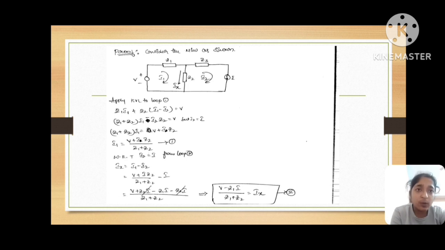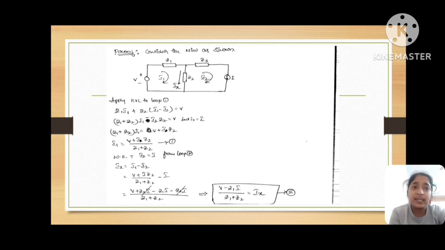When the minus V goes to the other side, it becomes a plus. So (Z1 plus Z2) I1 minus I2 into Z2 is equal to V. But I2 is equal to I, so (Z1 plus Z2) I1 is equal to V plus I into Z2. So I1 is equal to (V plus I Z2) by (Z1 plus Z2). This is equation 1.